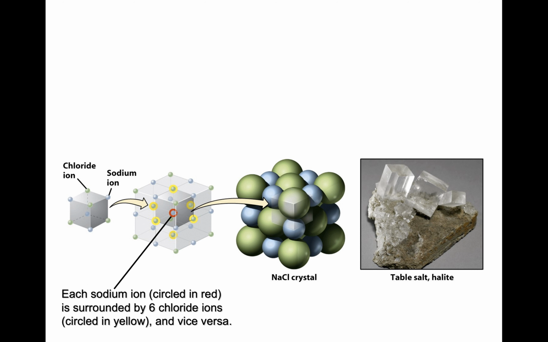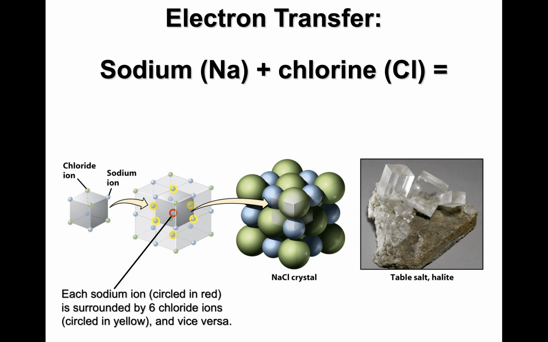And on the last figure on the right hand, you can see the table salt, the halide, and you can see very nicely the crystallographic system which forms a cube, and that is then your halide, yeah? So that is the so-called electron transfer. We have sodium plus chlorine will form halide.